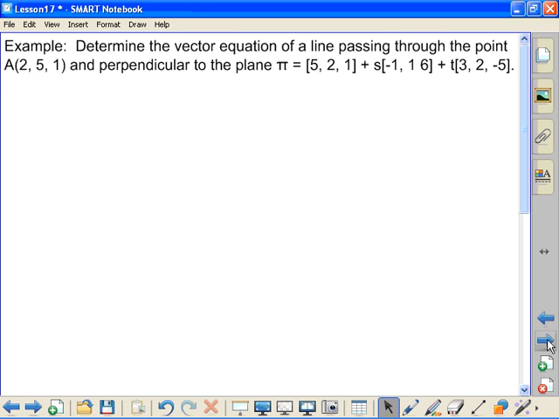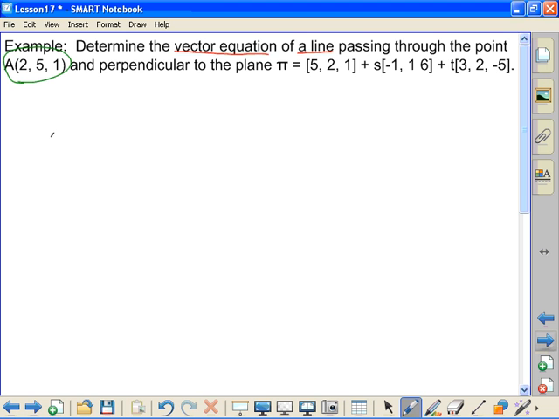All right, last example here. Determine the vector equation of a line passing through a point and perpendicular to that plane. So now we're bringing in stuff that we already know. We're looking for the vector equation of a line. And what are the conditions? It has to pass through this point, and it has to be perpendicular to the plane.